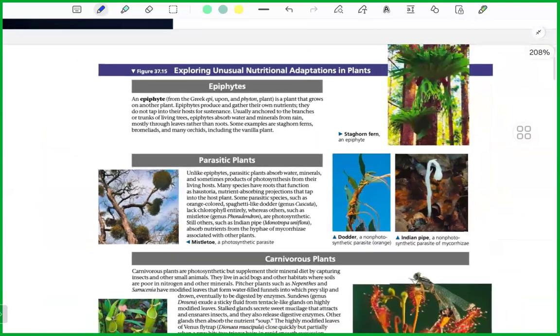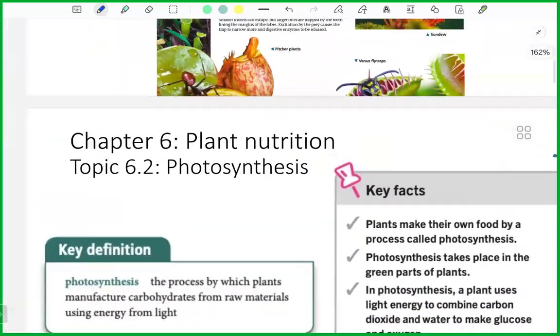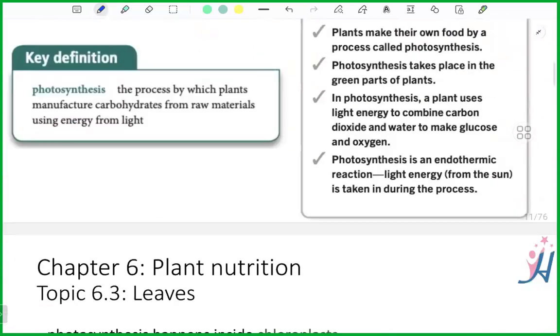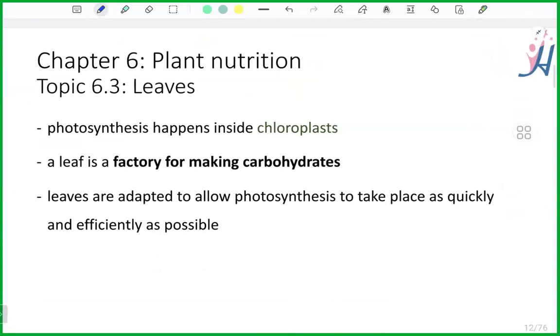So that is about it, a brief intro to photosynthesis. This is just the summary and key facts about photosynthesis. Photo means light, synthesis means manufacturing or producing something, in this case glucose. After we understand the process of photosynthesis, I would like to share more information about the structure of the leaf.